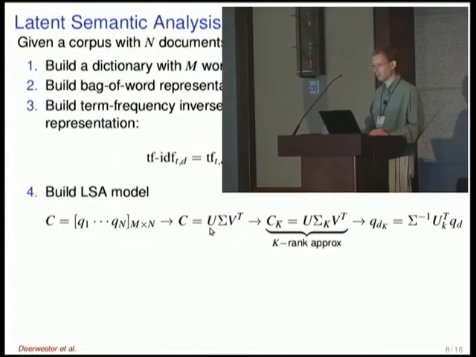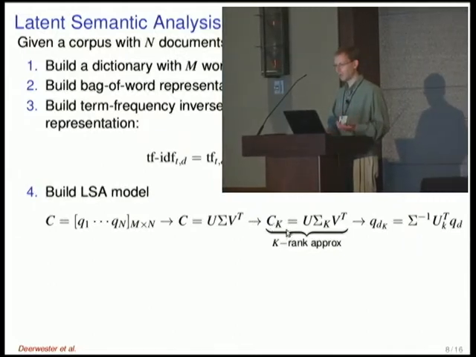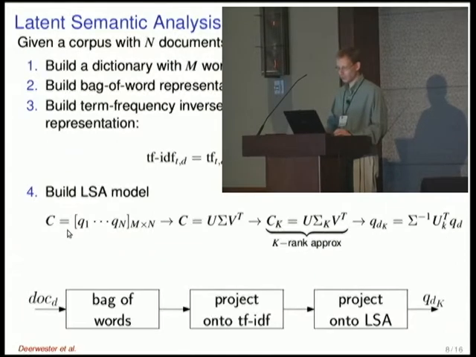We compute the singular value decomposition. Then we fix k, typically in the low hundreds, say 200. And you build a low rank approximation of this C matrix. And once you have this, you can project any vector in the TF-IDF model onto this LSA model. So in summary, you start with a document, you build this bag of words, you project onto the TF-IDF, and then you project onto the LSA. So you start with a document that is very large, and you end up with a vector of dimension k.